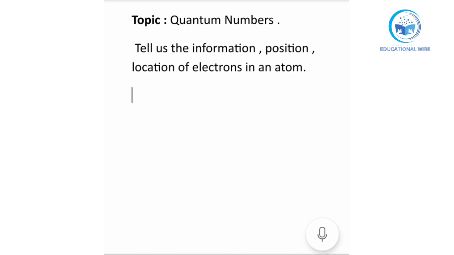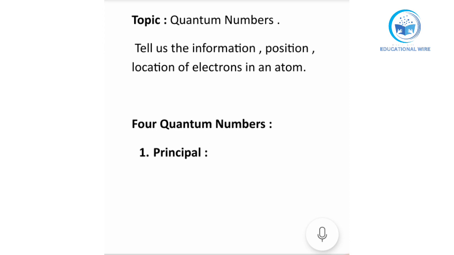After that, let's move towards the four quantum numbers, but today we will just talk about two of them. The four quantum numbers are denoted by N, L, M, S. So we will talk about quantum number one, that is the principal quantum number.